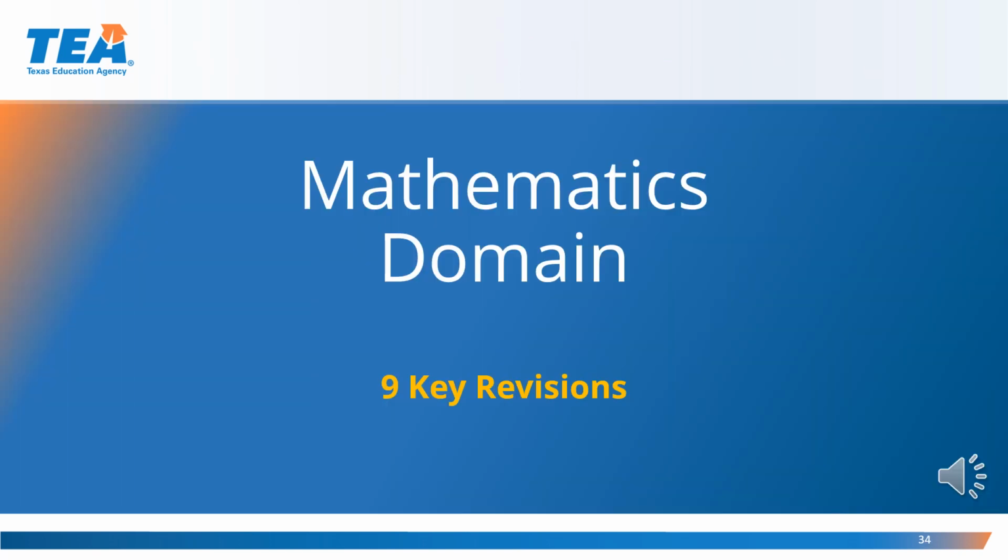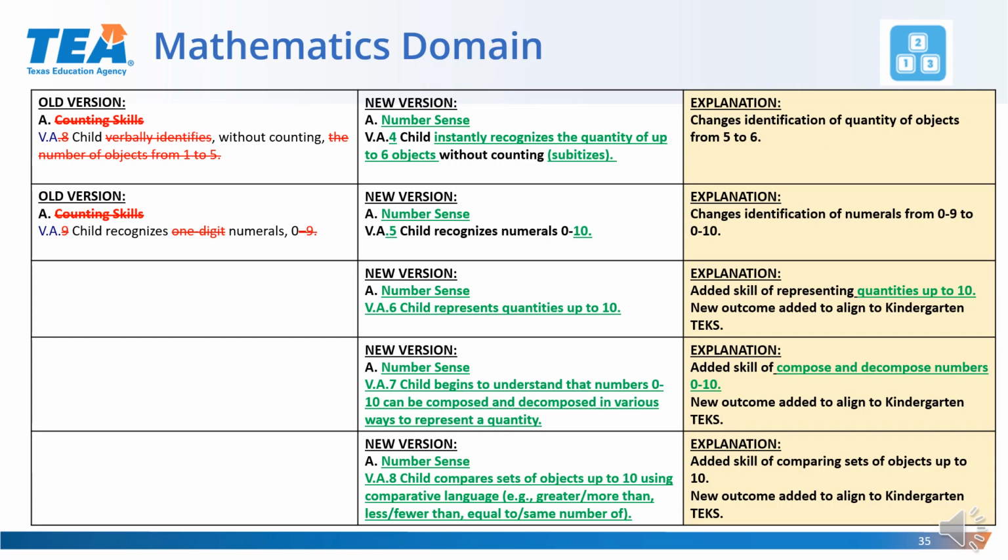There are 9 key revisions in the mathematics domain. Here are the revisions to the skill area of number sense. You will see that outcomes 5A5 through 5A8 are new and were added to align to kindergarten TEKS. 5A4 was changed to instantly recognizing the quantity of objects from 5 to 6. 5A5 was changed from recognizing numerals 0 to 9 to 0 to 10.